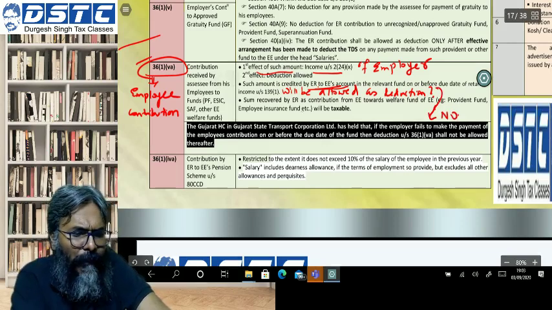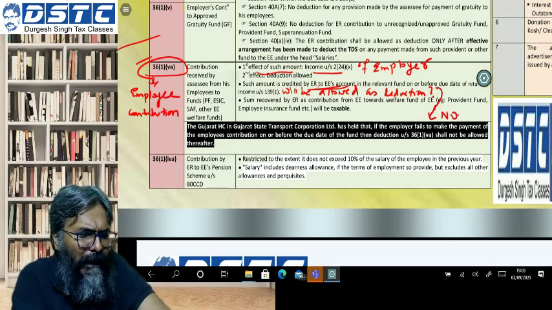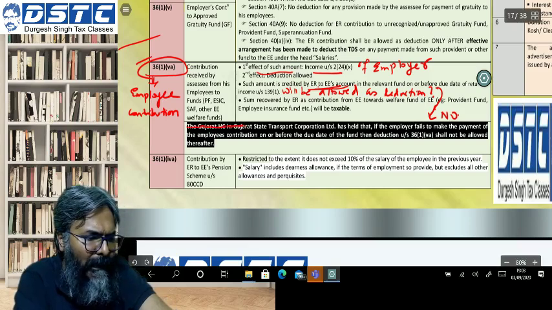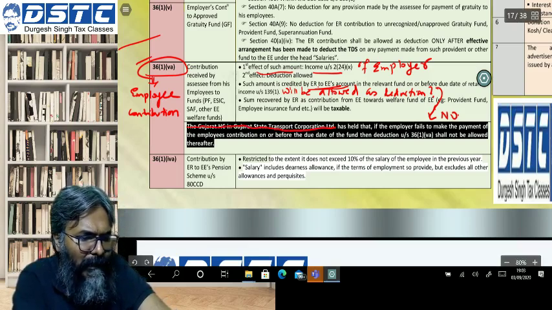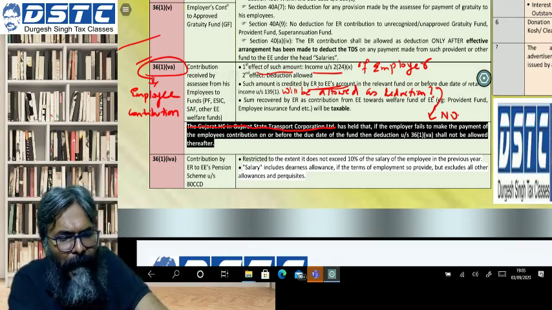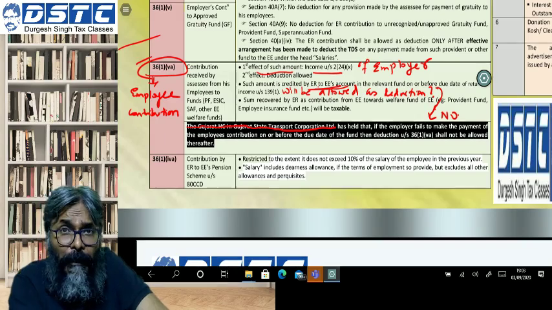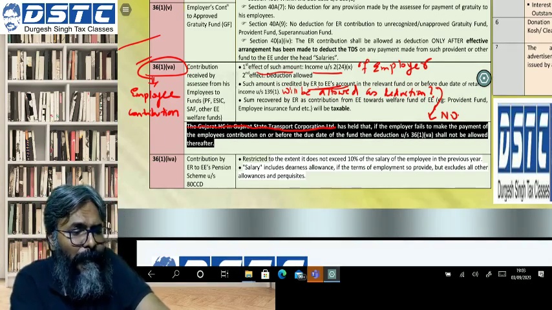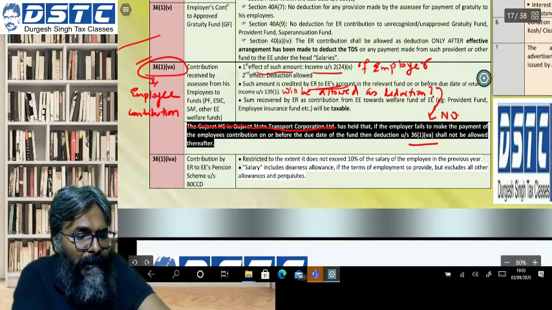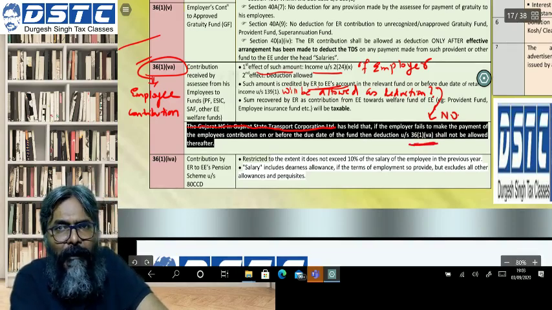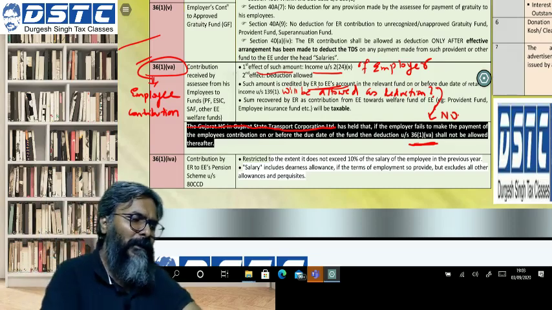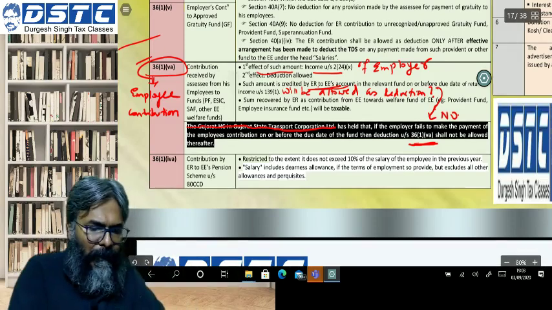The Gujarat High Court. Now, students, at least at your IPCC level, you are not supposed to remember the case law name, so I'm just deleting it to avoid any confusion. The High Court has held that if the employer fails to make the payment of the employee's contribution on or before the due date of the fund, then the deduction under section 36(1)(va) shall not be allowed thereafter. Did you all get this one, students? So just keep this particular point in mind.